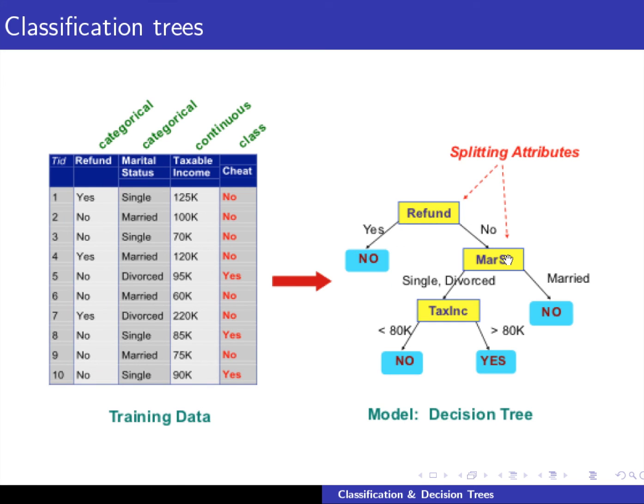So refund, yes, no, because there are only two categories. Single, married, what we did is married was consistently always no, so that got isolated out. Single and divorced didn't show any particular pattern, so they got lumped together. And then taxable income was used to separate those. Less than 80K, greater than 80K. Okay. All right, well, let's continue on.